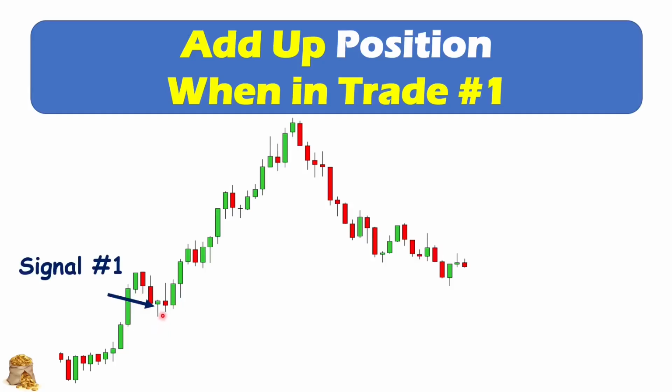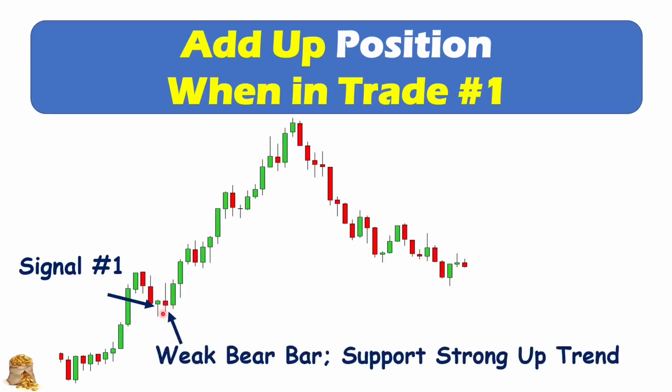However, the market didn't go up right away, and instead it gives you a bear bar here. This bear bar is a weak bear bar because the body is very small, even though leaning toward the downside. And also, this bar didn't even go to test the bottom of the previous bull bar. So this supports the strong uptrend as well.